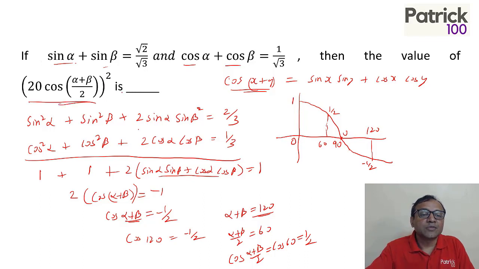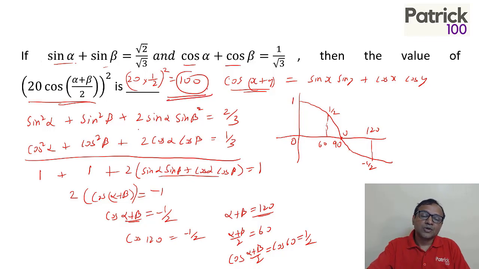Substitute in this equation, you get 20 into half the whole square, which is 10 square, which will give you 100. That will be the answer. So it's based on the trigonometry formula. If you know trigonometry, you can solve this. So understand trigonometry and then work on that, right?